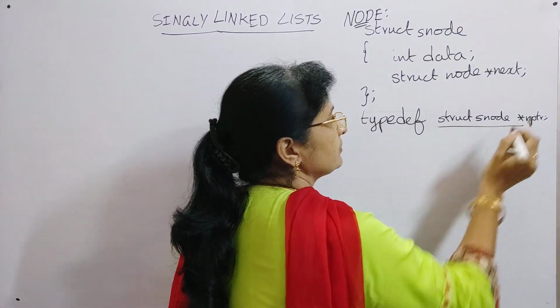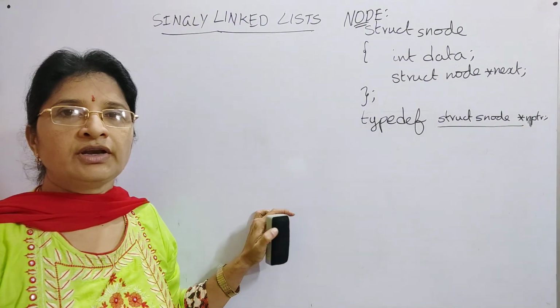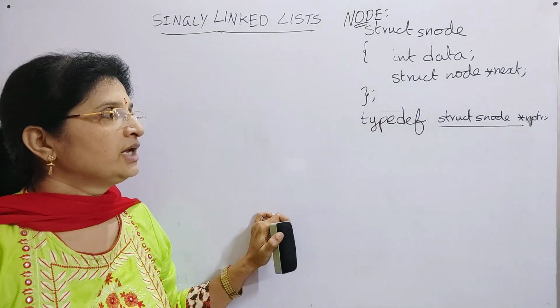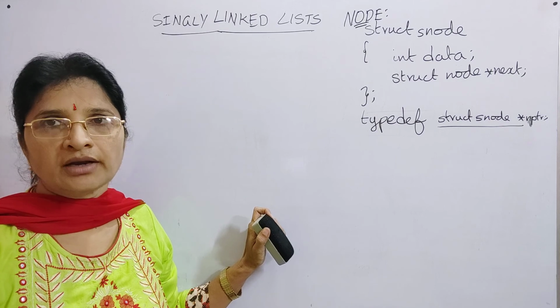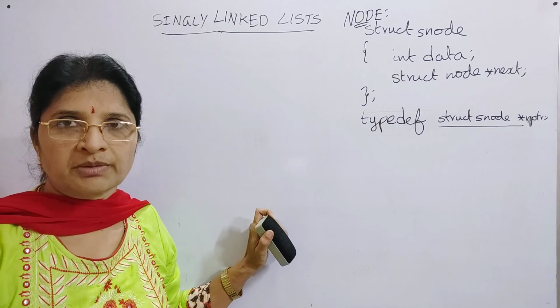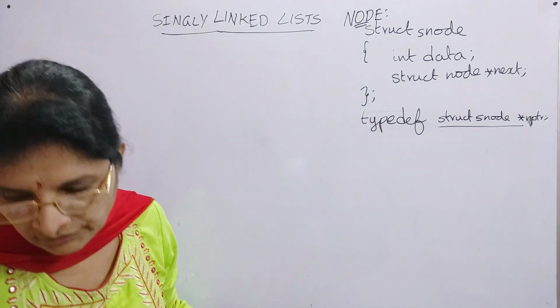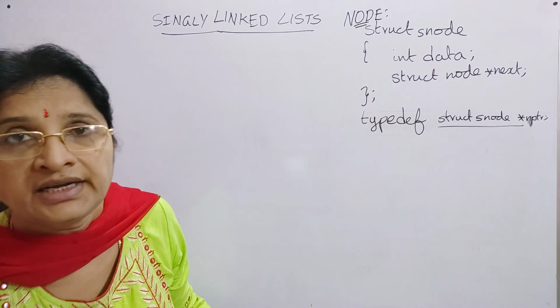It is this one, like this. So whenever you want to use the total, instead of using that, you can use it as nptr. So like that you can use it. That is for shortcut purpose. That's all.